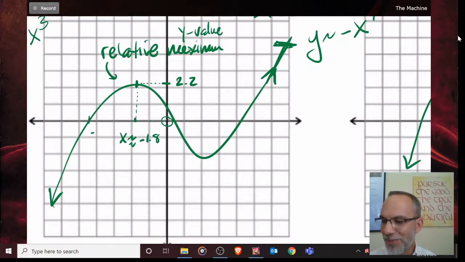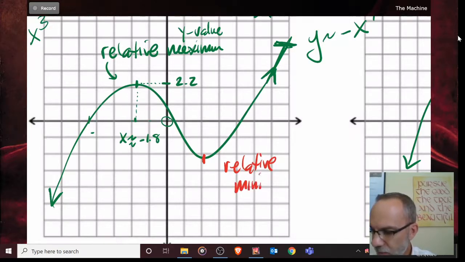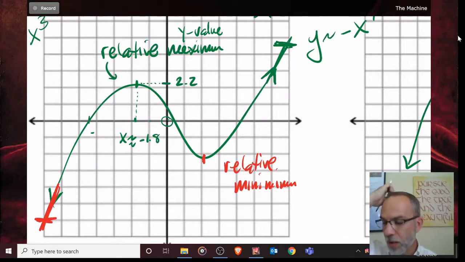But I also got something else. I also got a relative minimum right here in red. This is a relative minimum. It is a low point. Now, it's not the lowest. Obviously, down over here, I got y values that are lower. But locally, it is the lowest point. So you can think of it this way: a relative maximum is like a hill, and a relative minimum is like a valley.